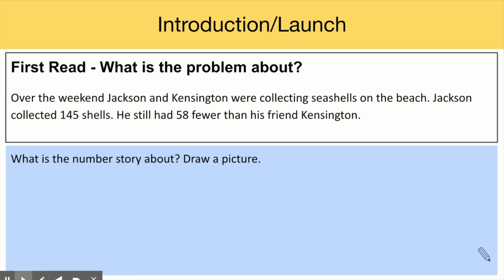Let's look at the word problem from today's lesson. If you notice, we are only focusing on the word problem stem, in other words, the number story. We are not reading or presenting the questions just yet. The word problem says, over the weekend, Jackson and Kensington were collecting seashells on the beach. Jackson collected 145 shells. He still had 58 fewer than his friend Kensington.